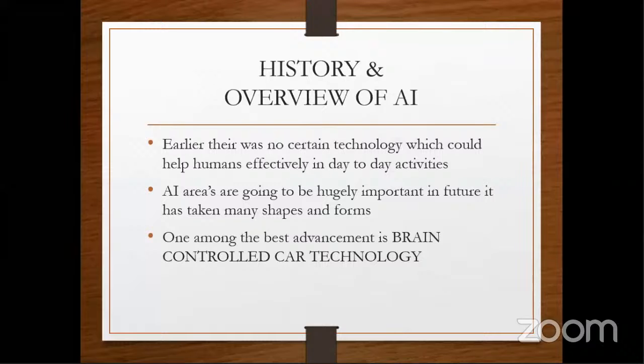History of AI. Earlier, there was no certain technology which would help humans efficiently in their day-to-day activities. There was a dependency for each and every task. After the invention of AI, it is a wide-ranging branch of computer science concerned with building smart machines capable of performing tasks that typically require human intelligence. Computing machinery and intelligence, with the subsequent Turing test, established the fundamental goal and vision of AI. One among the best advancements in this technology is brain controlled car technology, which I'll be explaining in the further slides.